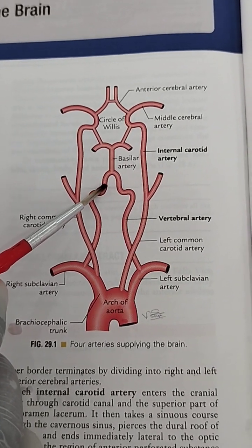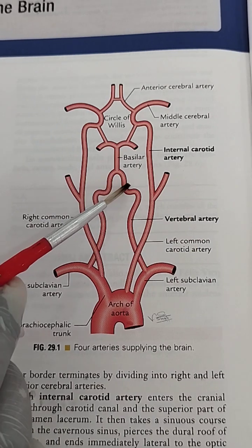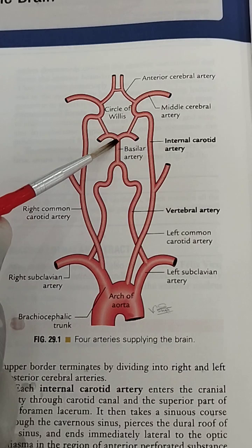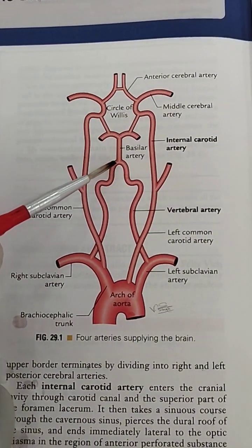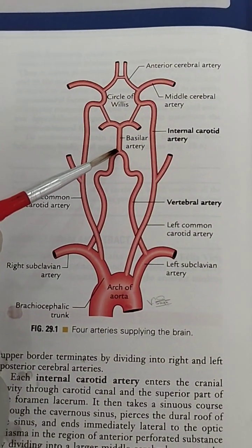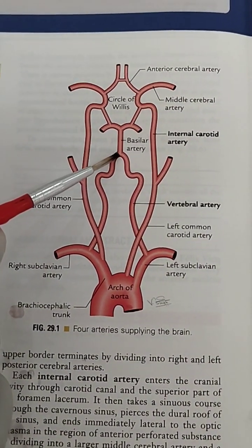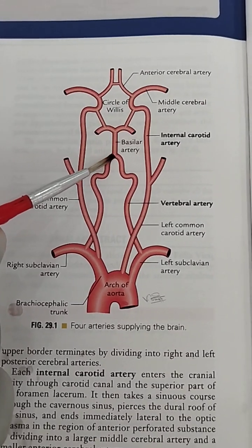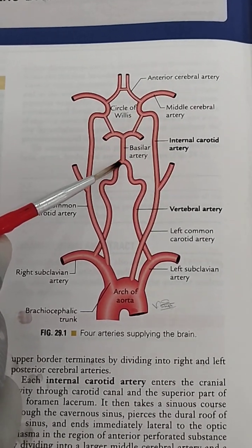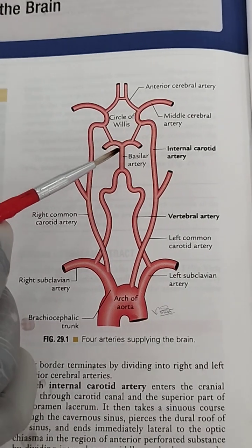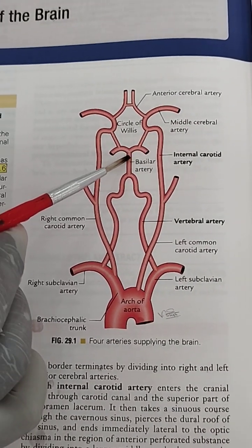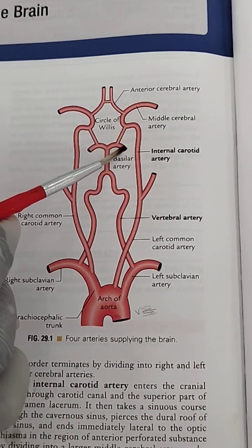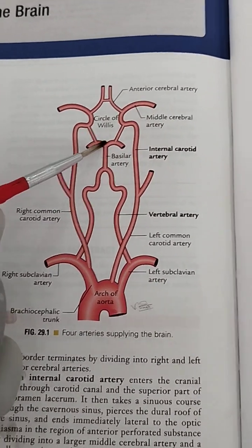After entering through the foramen magnum, these two vertebral arteries unite together to form a large artery. This is called the basilar artery. The junction where they unite is exactly at the junction of the pons and medulla oblongata, the inferior part of the pons and the superior part of the medulla oblongata. At that junction, these two arteries are united together. Then the basilar artery gives terminal branches, the posterior cerebral arteries. This is half of the circle of Willis.